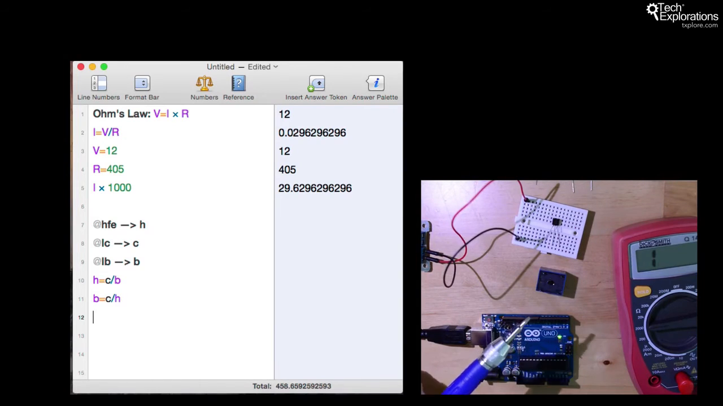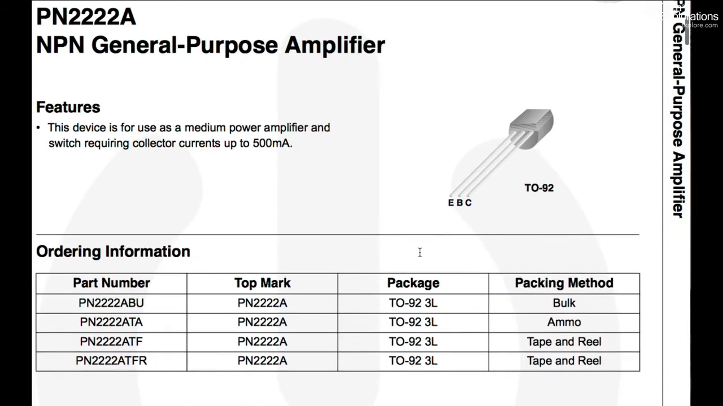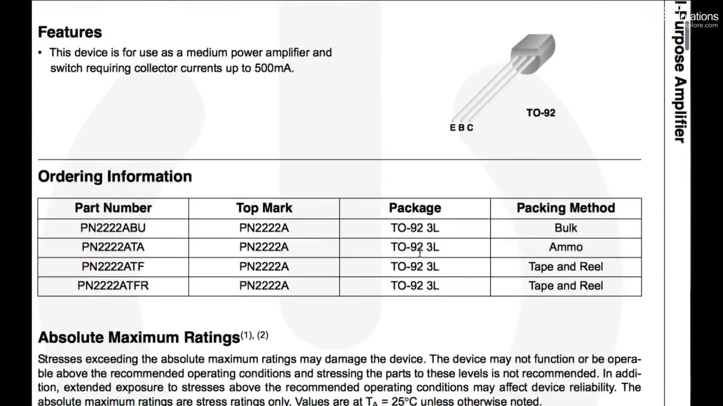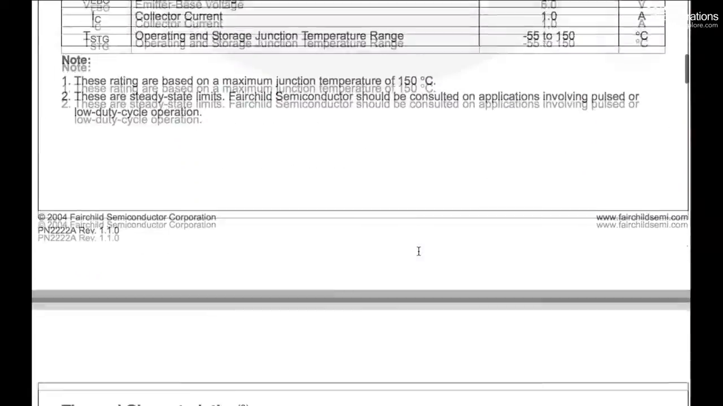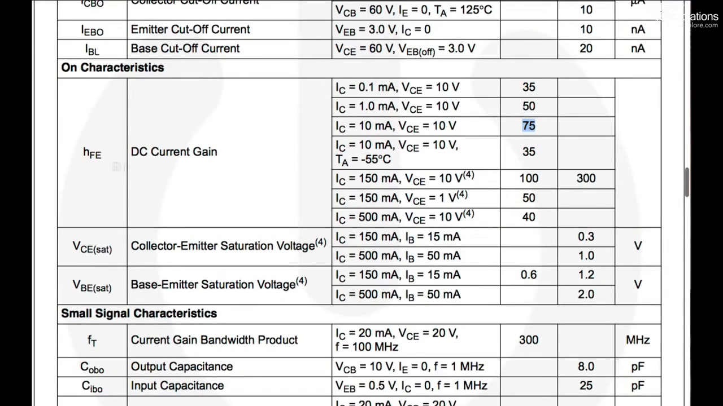Now, one thing that I need to find out is how much H is. And for that, I need to look up some documentation in the datasheet for this transistor. So here's a datasheet for the transistor. I've got a link to this in the lecture notes. If you scroll down to look it up, there should be an entry for this. There you go. It says HFE, DC current gain, and it's got a few different ratings. The one that I'm going to pick is the one where IC and VCE are closest to my circumstances.